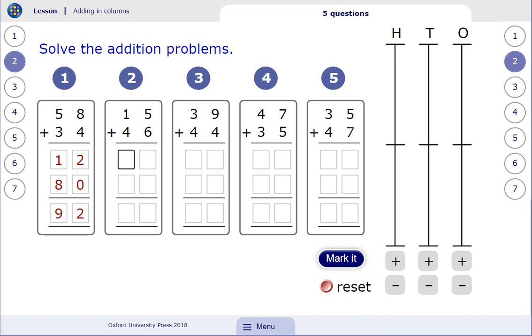Secondly, I'm going to add 5 plus 6, which is 11. Then I'm adding the tens. 1 ten and 4 tens is 5 tens. And I get a total of 61.